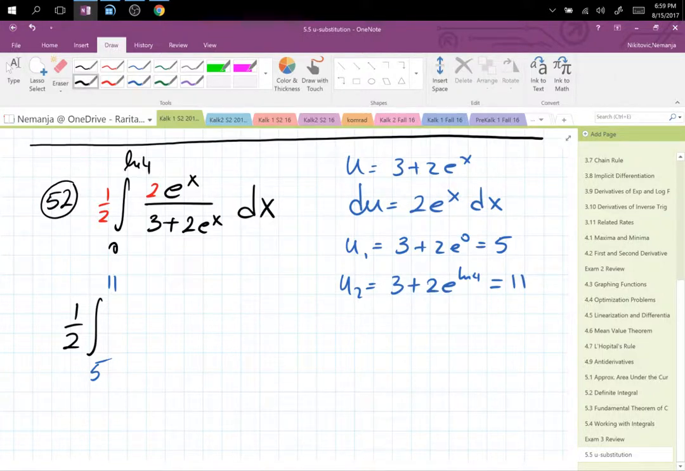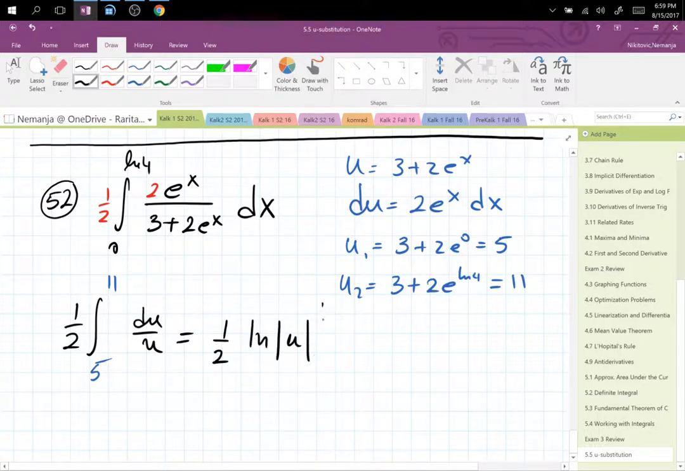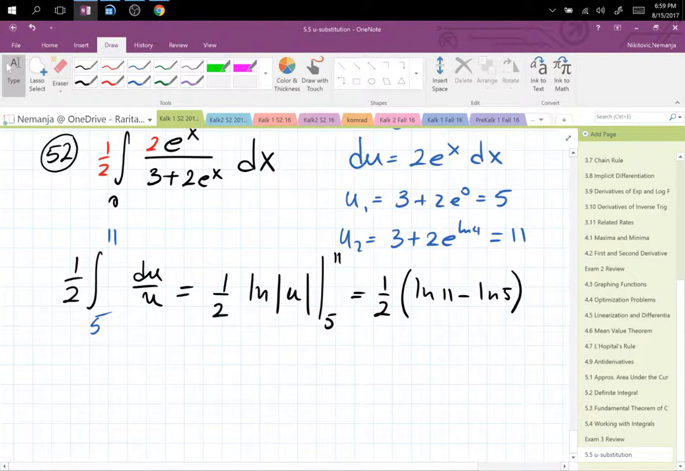Inside we have du over u. What is the integral of du over u? I asked you that yesterday. Hell yes, ln u, ln of the absolute value of u computed from 5 to 11. This is equal to 1/2 times (ln 11 minus ln 5). Now, if you want to be really fancy here, you put this ln together and say this is ln of 11 over 5.